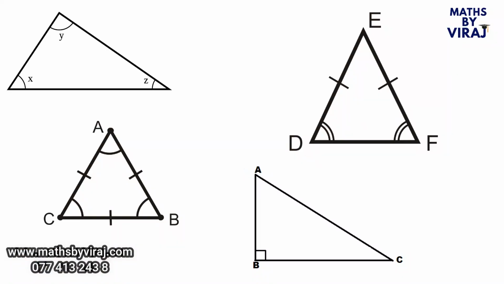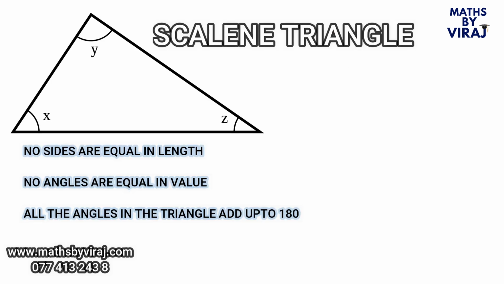Children, before learning part 2 of triangles, let's try to learn the types of triangles that you have. The first triangle that you see is a scalene triangle. In the scalene triangle, no sides are equal in length and no angles are equal in value. But all the angles in the triangle add up to 180.